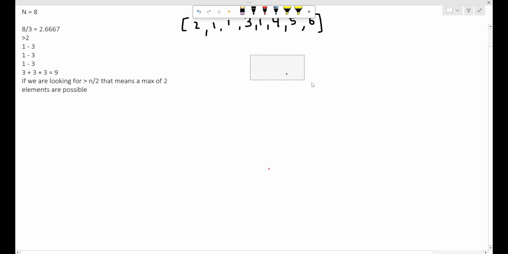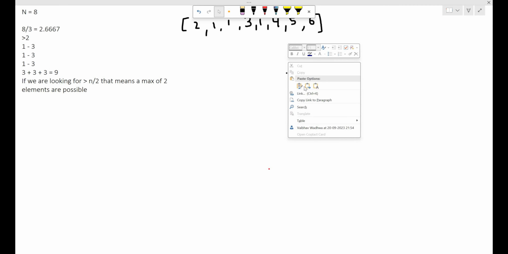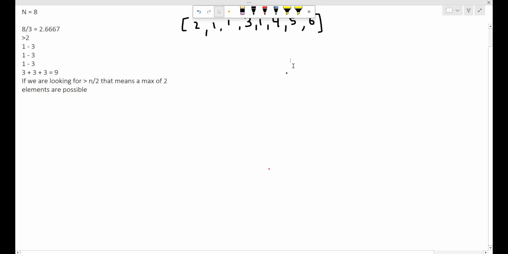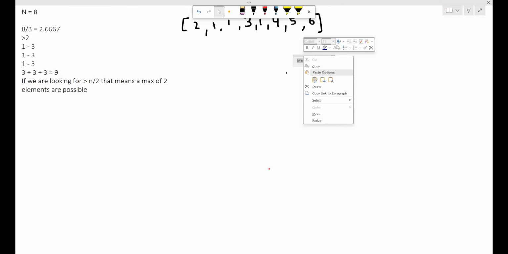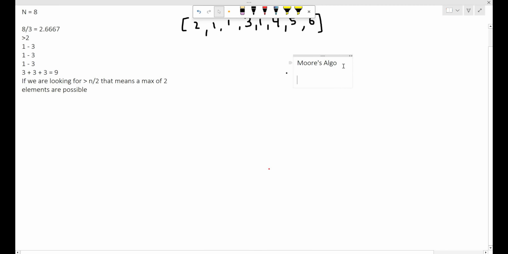And if you don't remember or forgot, then let me make it easy for you. The algorithm was Moore's algo, right? If you remember. And let me increase the size. Basically in that algorithm, let me write the pseudocode for you. What we have done is we have taken two variables, count and the element. Okay, and this is, let's say, minus infinity.